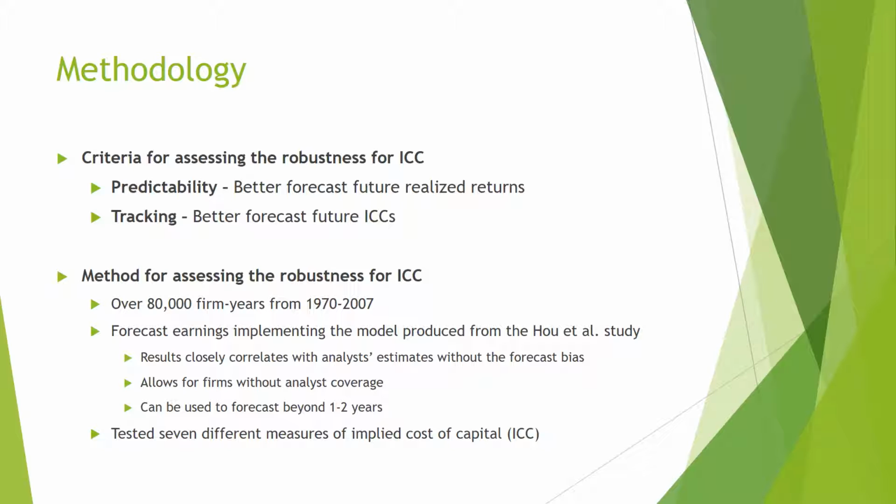Now the method that was used for assessing the robustness of the implied cost of capital looked over 80,000 firms from 1970 to 2007, forecasting earnings by implementing the model produced from the second study I mentioned. The reason I used the second study was, first, the results closely correlated with analyst estimates without the forecasting bias. As in, after earnings estimates, analysts usually increase their forecast, and after a certain company doesn't meet the estimates, they bring it down. So it kind of canceled that part out.